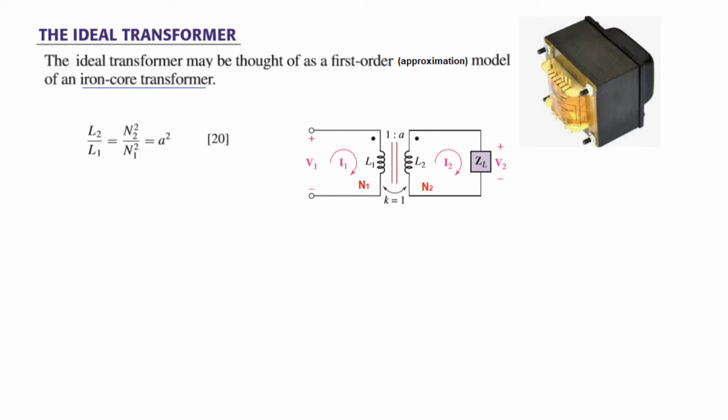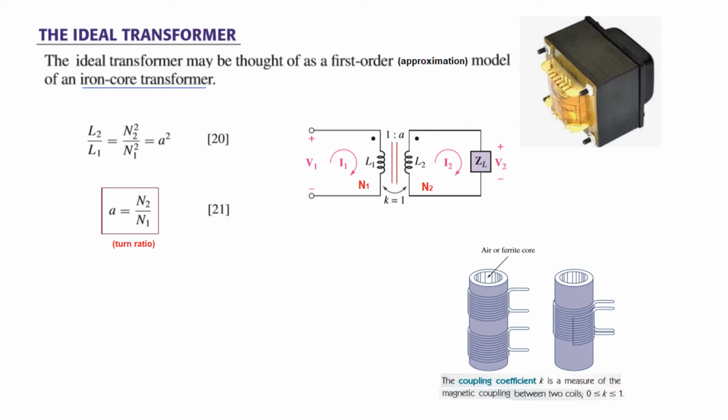And from equation 20, we learned that L2 over L1 is N2 square over N1 square, which is equal to A square. So I will not go into the details of this. You can check from the book. And so from here we can conclude that A is N2 over N1, and this is called the turn ratio.